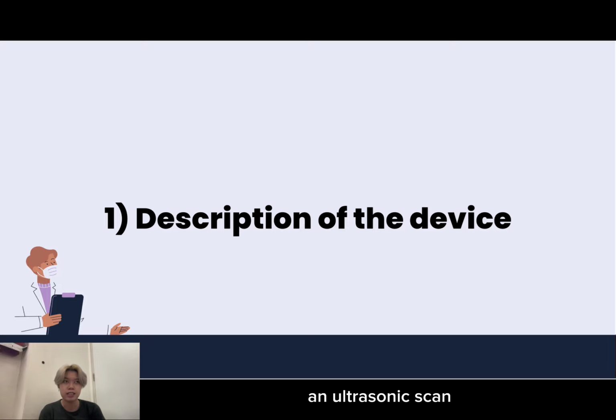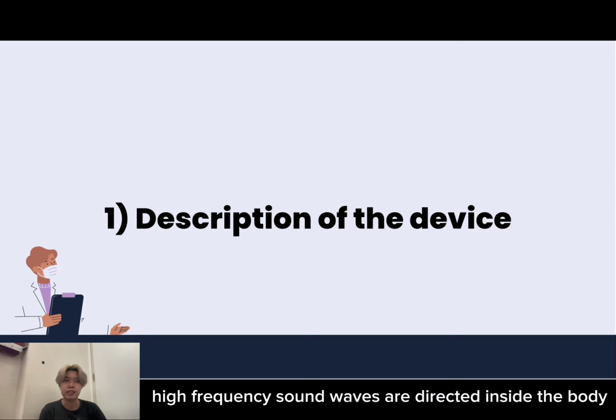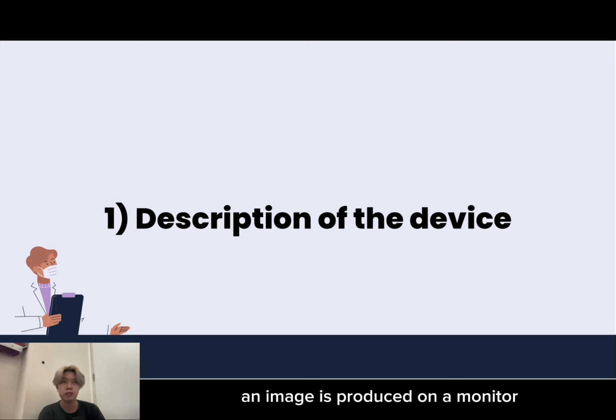An ultrasonic scan creates an image of a person's internal body structures using high-frequency sound waves. High-frequency sound waves are directed inside the body under examination by the ultrasound machine. An image is produced on a monitor by recording the echoes, or reflected sounds.